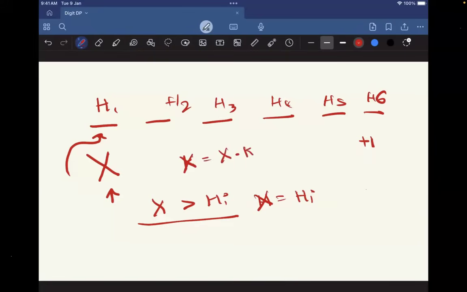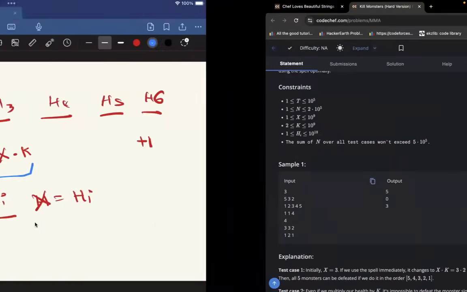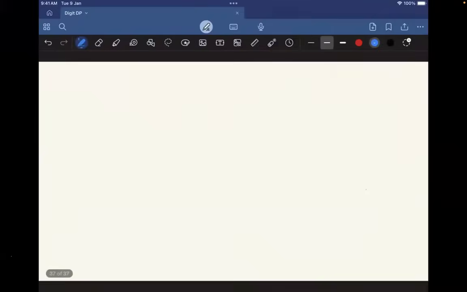It can be in between any moves, and using this operation once, you have to find the maximum possible answer. Is this clear, guys? Let me take an example test case, which is 5 3 2 1 2 3 4 5. In this particular case, this is x and this is k.